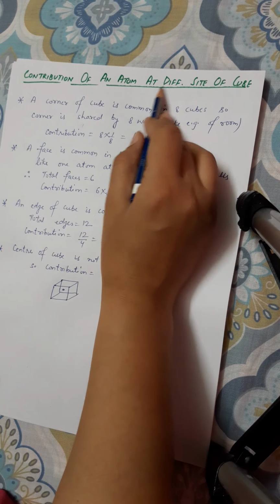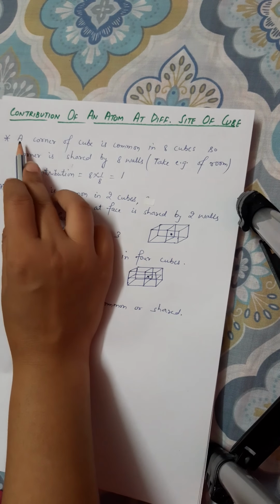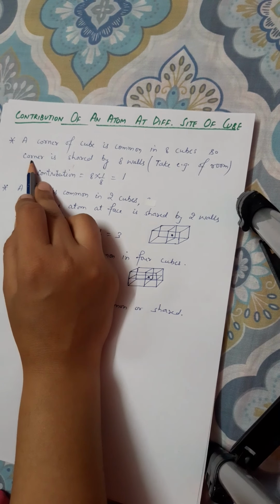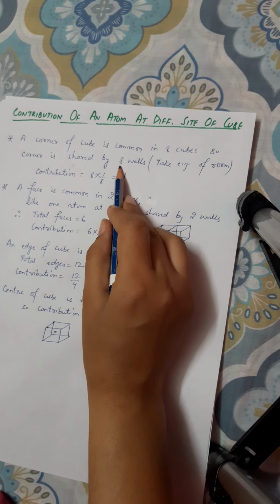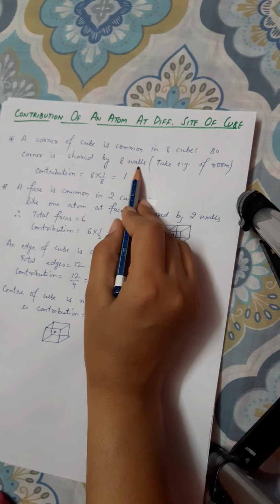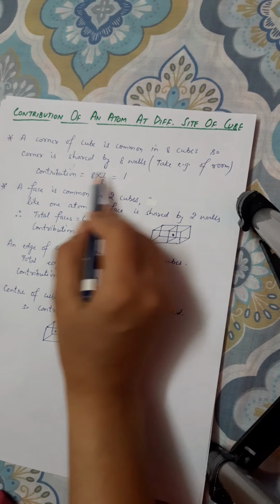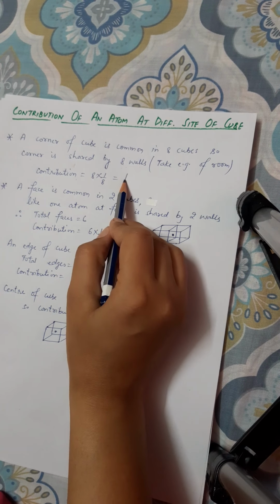Contribution of an atom at different sites of a cube. Let us take first the corners. A corner of a cube is common to 8 cubes. Like you are sitting in a room, a corner is shared by how many walls? 8 walls: 4 walls of the downward and 4 of the above one. Then what is the contribution? 8 into 1 by 8. That will be equal to 1.